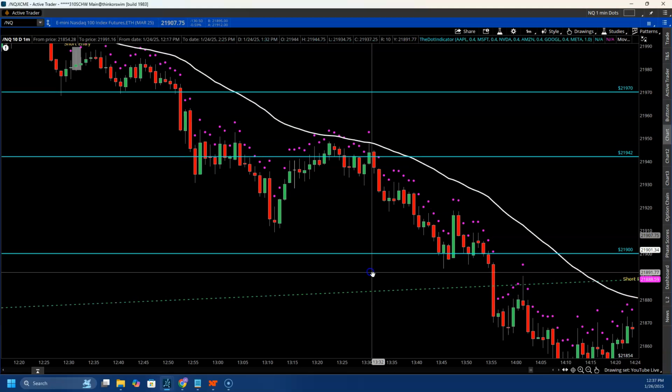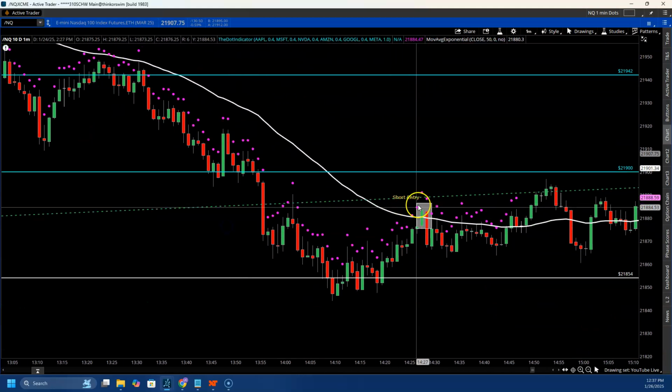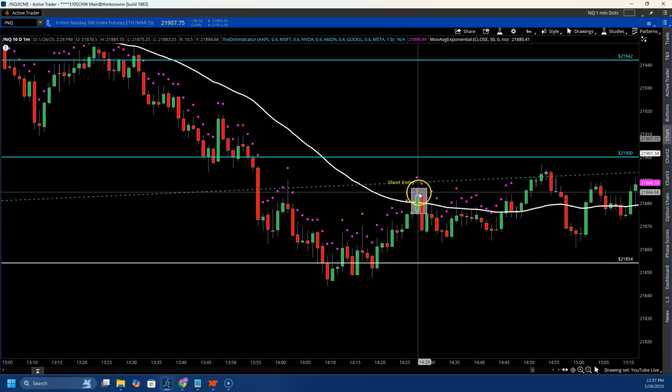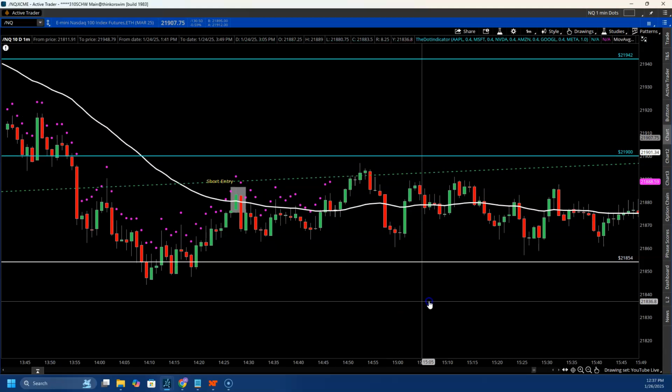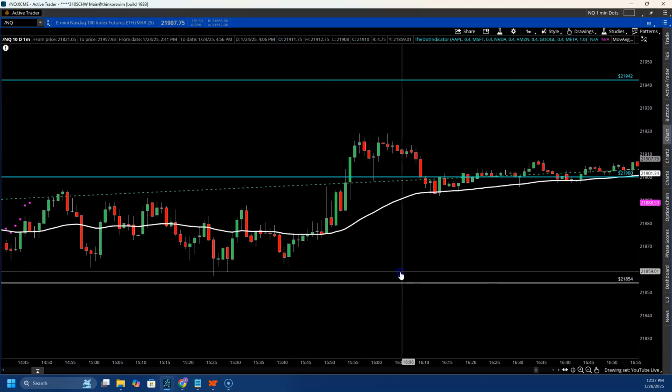But had we been on our desk, this would have been another short right there, right? So this gave almost 19 to 20 points. That's about 80 ticks, and then nothing after that. So that's how it is.